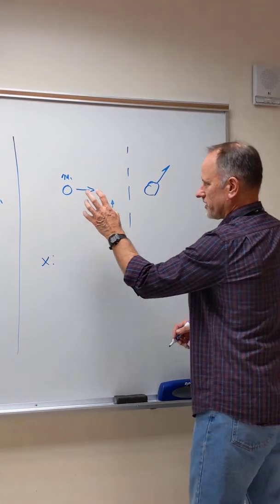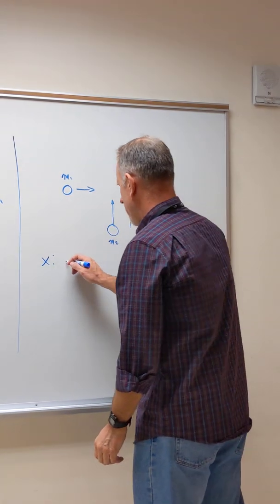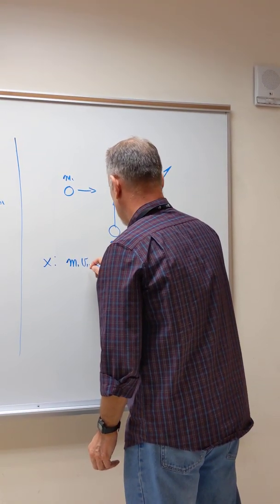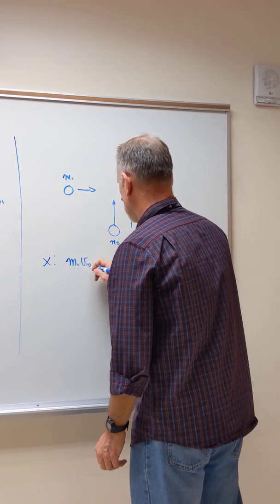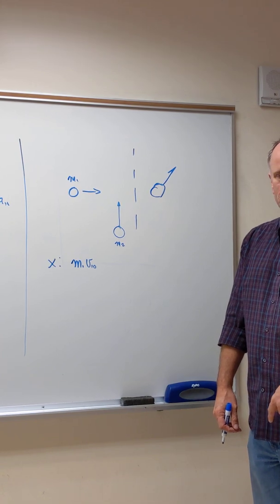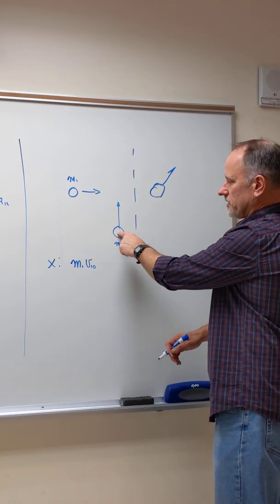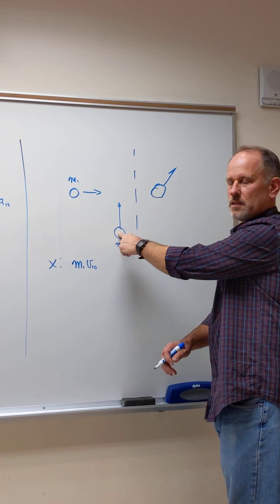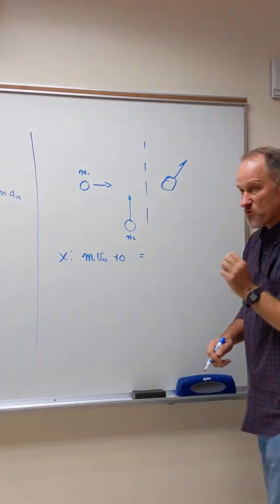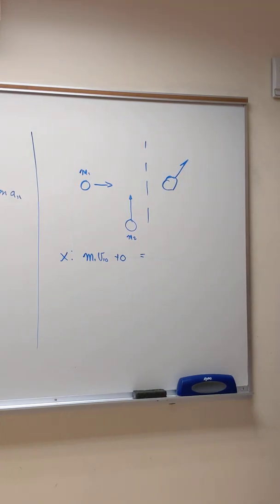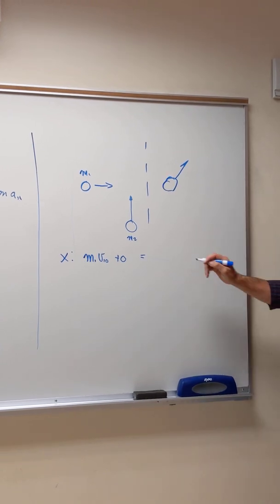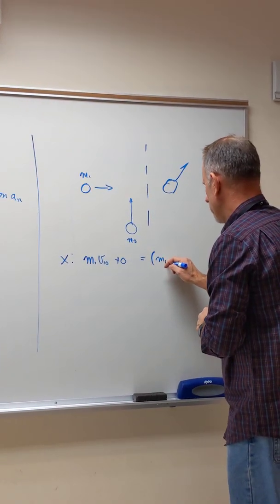Always. So what do I start with in the x direction? M1 V1 original. It's already all in the x direction, right? How much x momentum does this have? 0. Plus 0 equals, so right after collision, this is the little bit tricky part. M1 plus M2 times, okay, so they stuck together.